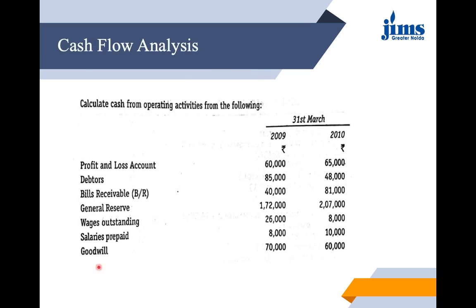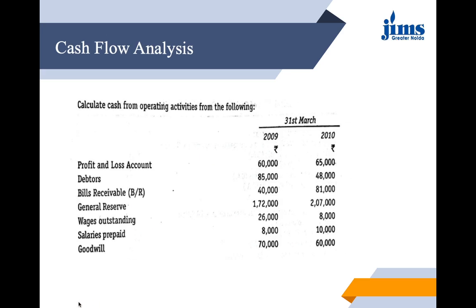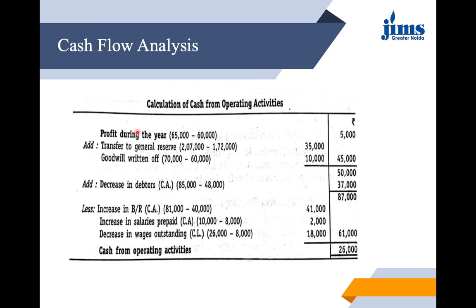Let us have a question on this. We can see that we are given operating activities as on 31st March 2009 and 2010. Let us see how to calculate cash from operating activities from this. We will start with the same proforma. We will see the net profit during the year, which is 5,000 at this point. Then we do have a transfer to general reserve. We have marked it here. We do have goodwill written off. We have added these because these are non-cash items, non-cash expenses basically, which are written off here. So we will add this to it.